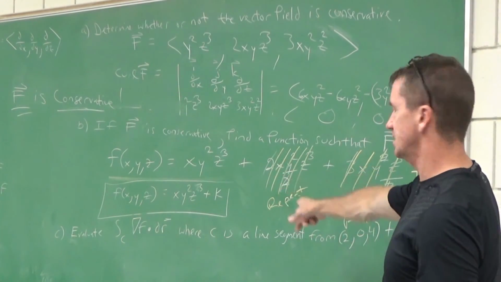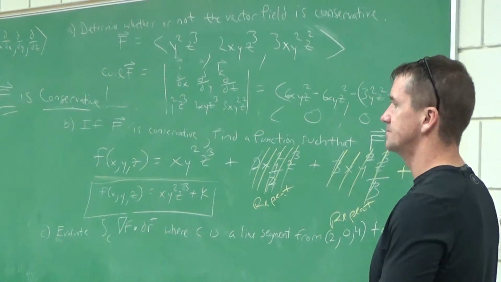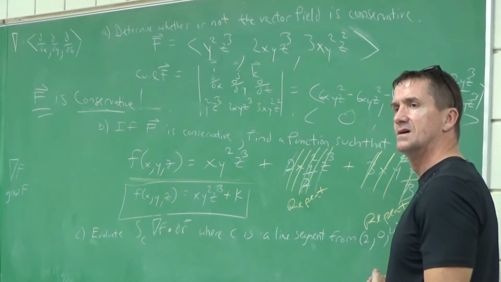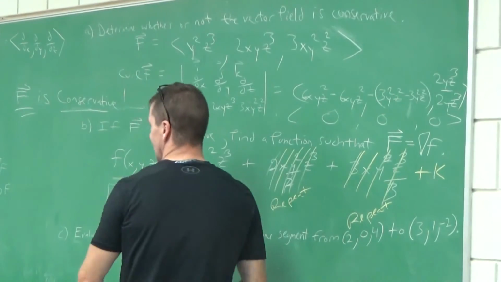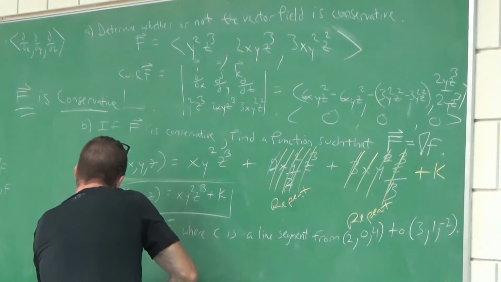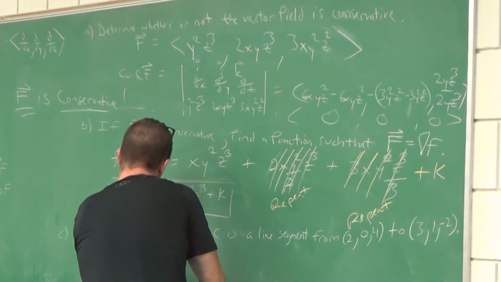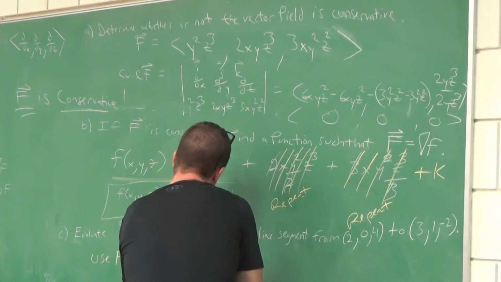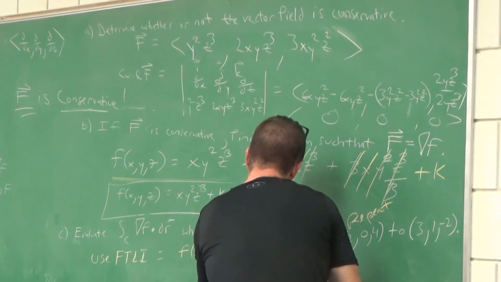You're like, really? That function can go through those points? Sure. I just picked x, y, and z points, right? The function exists at those. This should be real easy. Because by the fundamental theorem of line integrals, if the vector field is conservative, let's use it. What is this equal to? F of endpoint minus F of initial point.